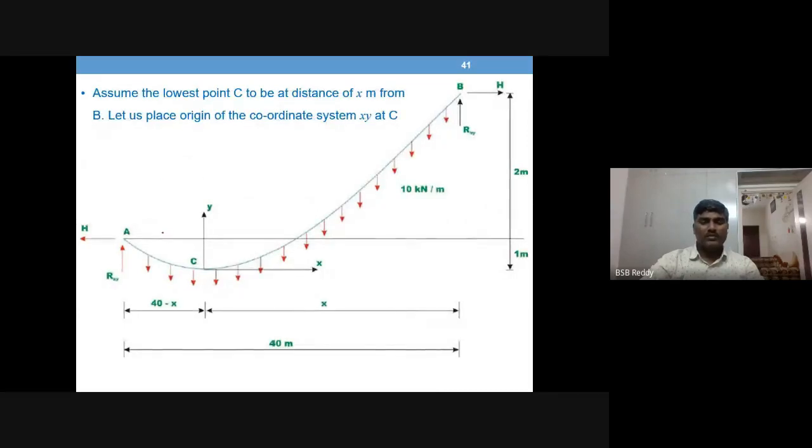So now, this is the diagrammatic representation for the problem. So 40 meters is the span and 1 meter is the lowest point from left support, and the level difference between the supports is 2 meters. Okay, so this is 2 meters. Load is 10 kilonewton per meter. In fact, it should be shown along this line till this point. Though it is applied along the cable, you have to imagine that the load is along this line.